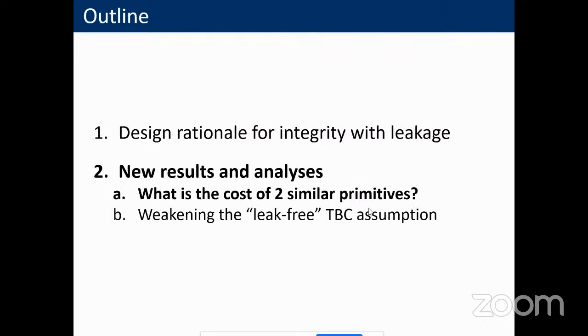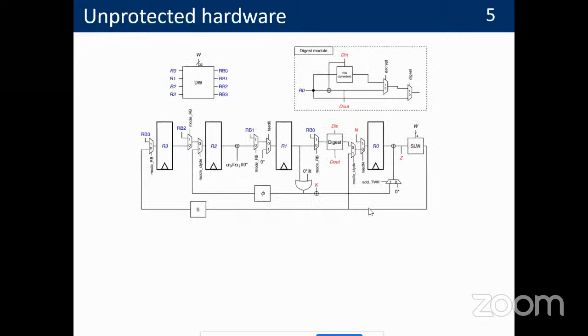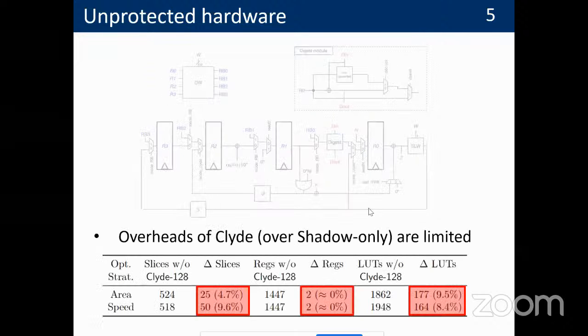Good, so based on that, what we mostly did in the task submission is answer this question of what is the cost of these 2 similar primitives. For this, we expected that the most critical case would be hardware. So we try to design an unprotected hardware implementation sharing as much as possible between Shadow and Clyde. Again, details are in the paper, but the good news is that these overheads, if you look at the overheads of the Clyde tweakable block cipher over the Shadow permutation, they are very limited. It's less than 10% in area, meaning slice of lookup tables. And it's nothing in registers and it's nothing in frequency. So essentially, the cost of these 2 primitives is quite limited.